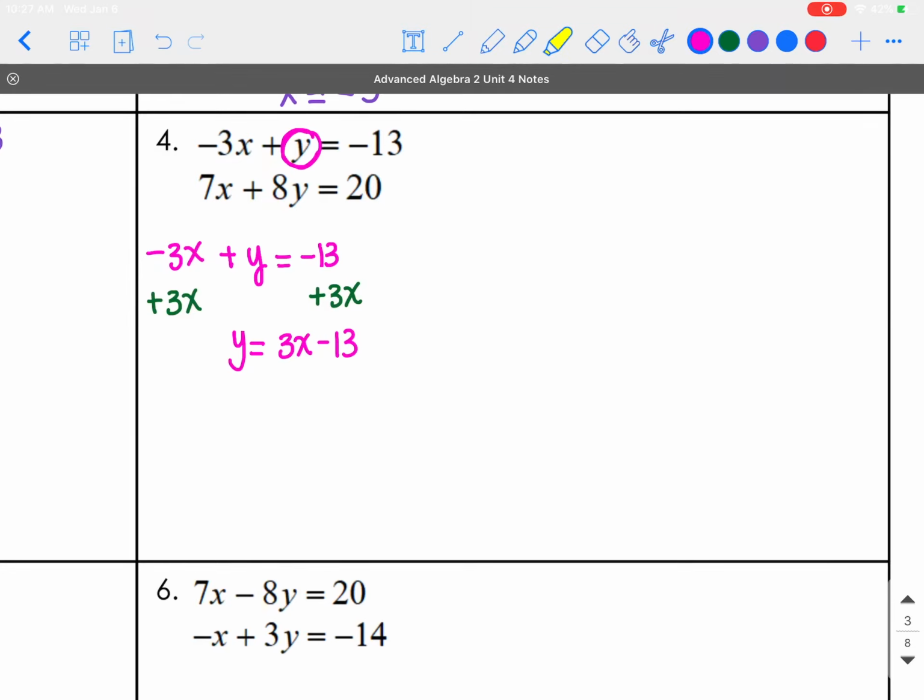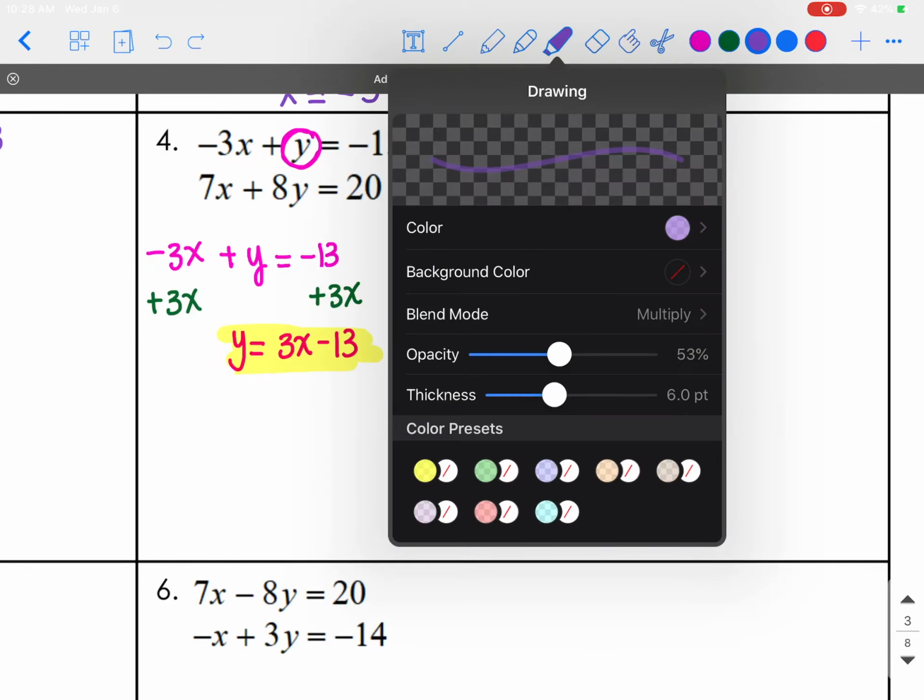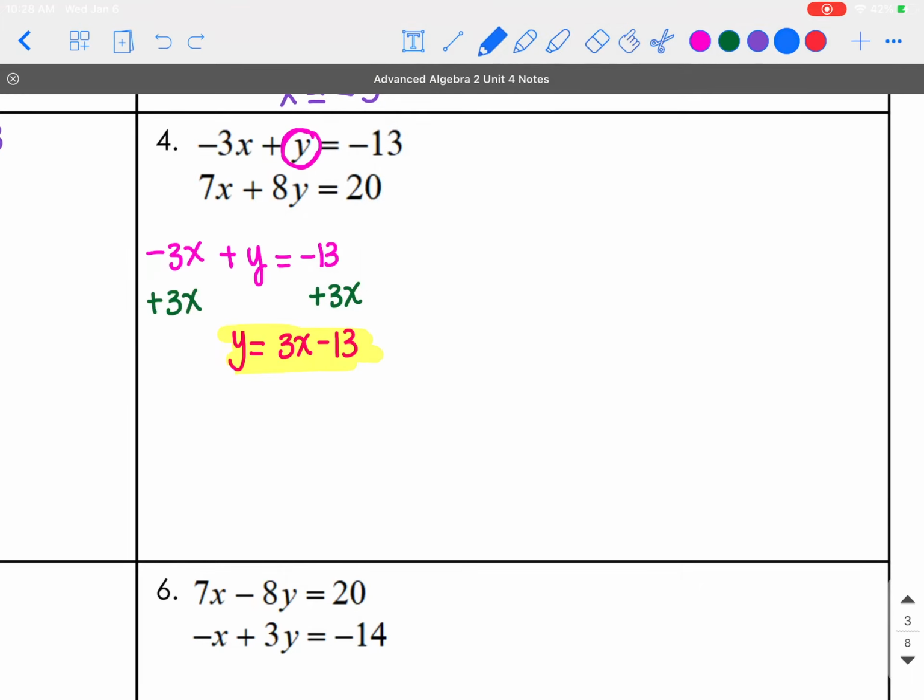So I'm going to highlight this equation just like I've been doing, and then I'm going to find the y in the other equation. So let's go back to the other one and find the y. And so I'm going to plug that in. So I've changed one equation and then plugged or substituted that in to the other equation.